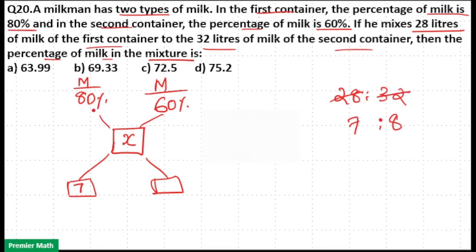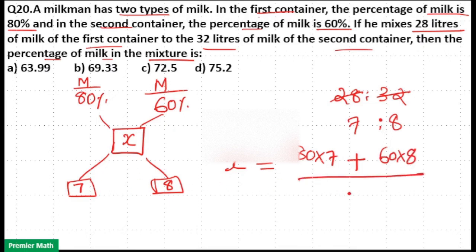So 8 will come against 80 minus X, and 7 will come against 60 minus X. So 7:8 is the ratio. You need to find out the X here. To find X, X will be 80 into 7 plus 60 into 8, divided by 7 plus 8. This is your X value, that is the weighted average. The middle number will always be the weighted average. Weighted average is equal to 80 into 7 plus 60 into 8 divided by 7 plus 8.